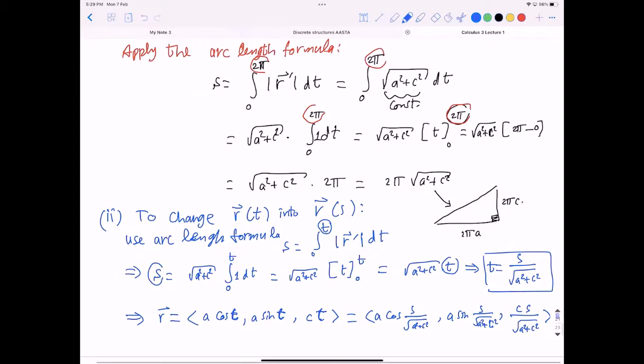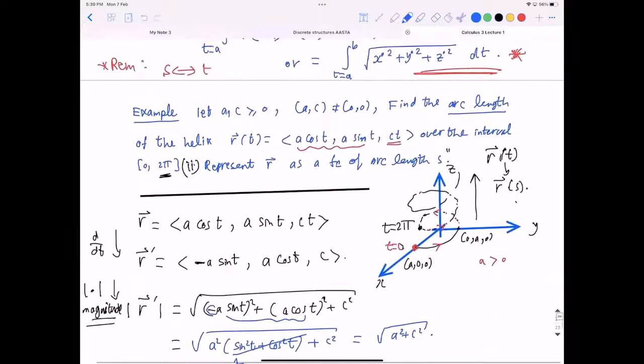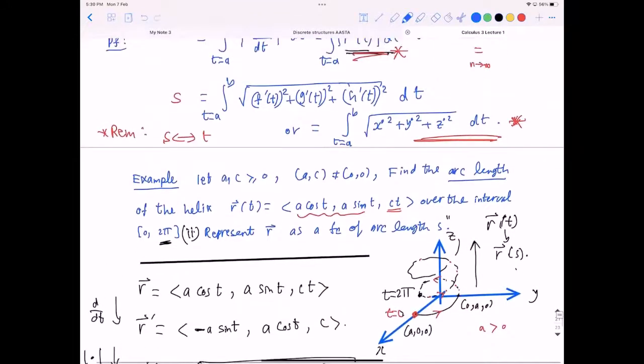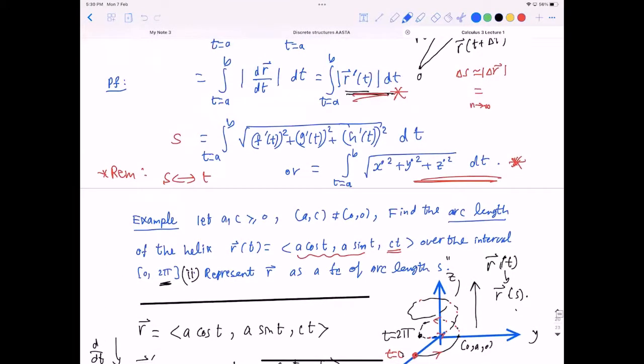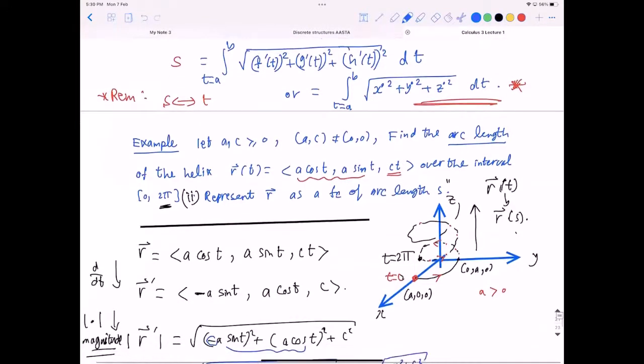So 2 questions here are possible for the arc length. First one, to give you some interval and ask you to find the arc length of the curve in this interval. And the second question is to represent R as a function of arc length S instead of T.